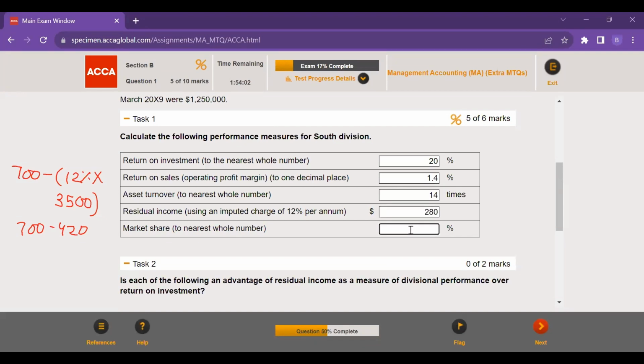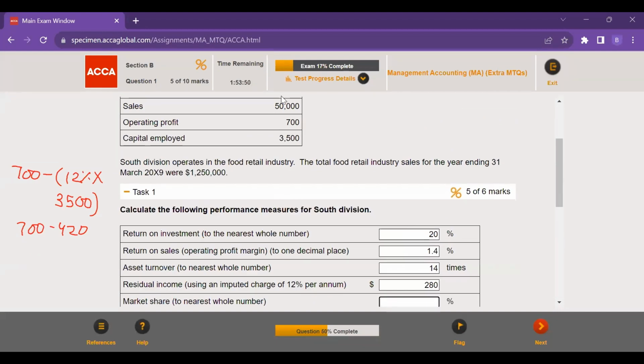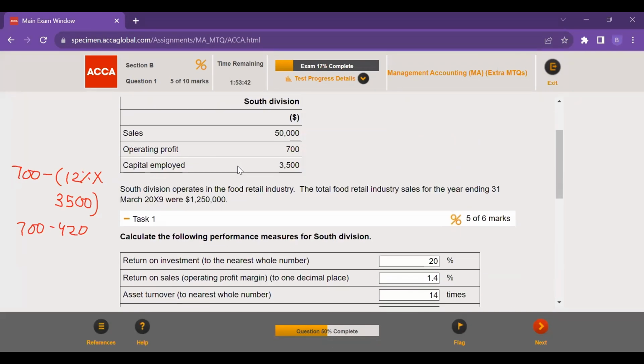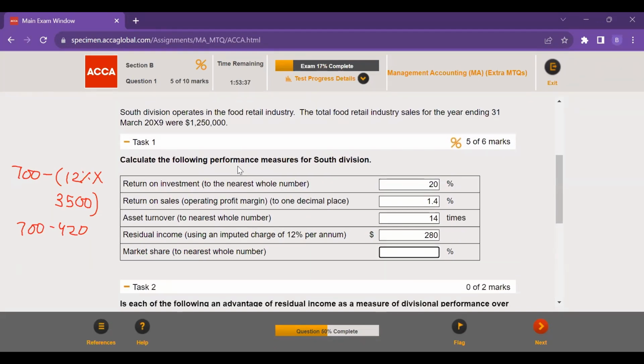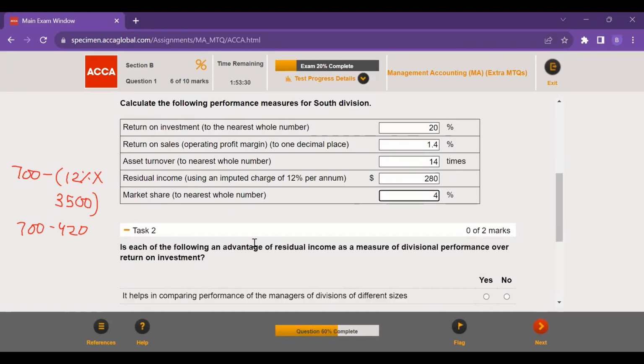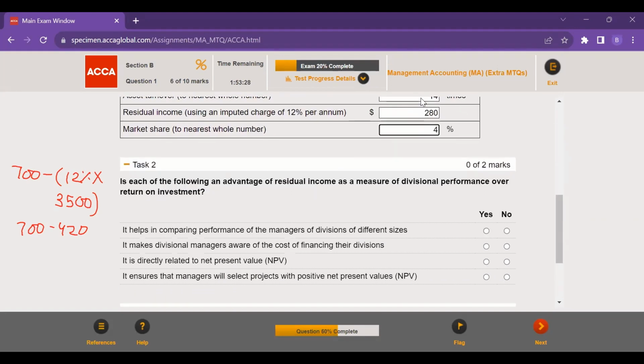Now let's have a look at the market share. So how do we find out the market share? We compare how much is the sales that we are doing and how much is the whole size of the market. So with regards to that, the sales that we have done is 50,000 and the entire industry sales were 1,250,000. So our answer will be simple, 50,000 divided by 1,250,000. If I carry that out on my calculator, I will get my answer as 4%, and itself this is a whole number. So we are done with task 1 now. Now let's get on to task 2.